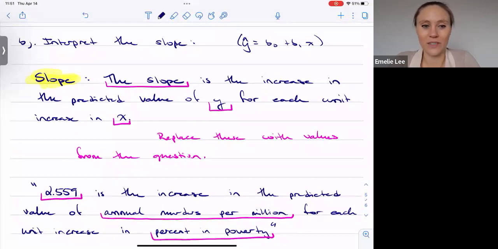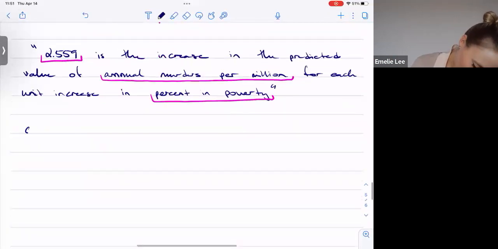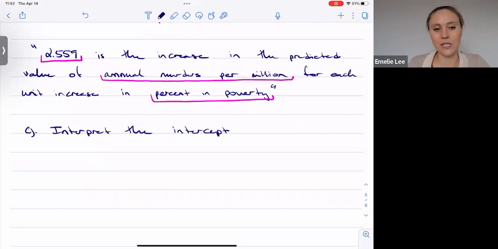Same thing with interpreting the intercept. Ultimately, our goal would be that you actually remember these and have them in your vocabulary, so that's something to work towards. But for now, let's just focus on the final exam. C, interpret the intercept. It's understood that it's the y-intercept, so usually we don't even say it.